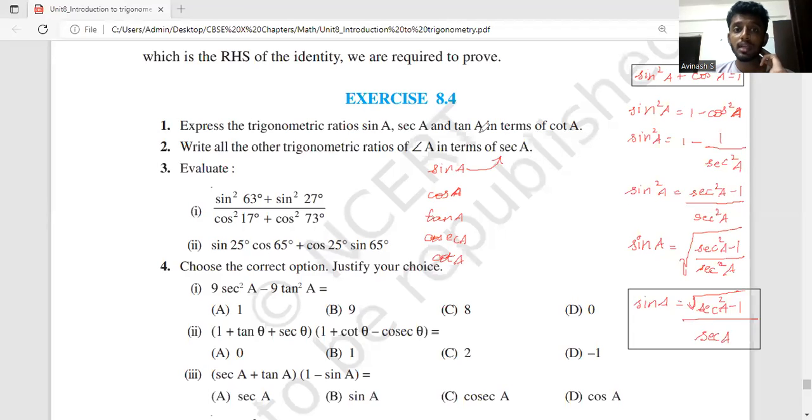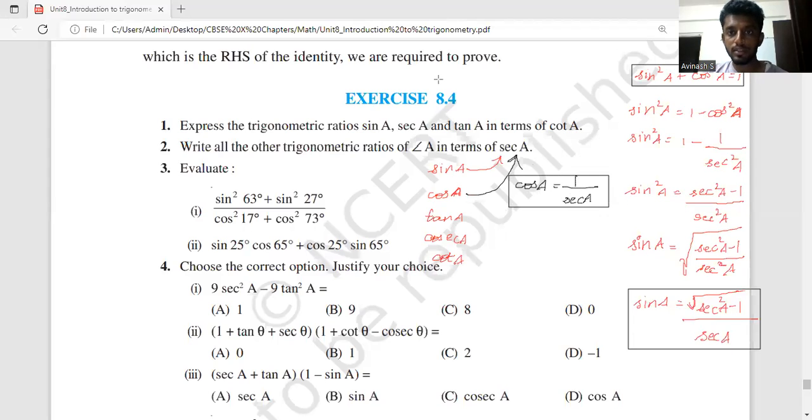Now let us try to understand the second part. The second part is basically representing cos A in terms of sec A. So how are we doing it? It's basically a direct application. We know that cos is the inverse of sec. So this is quite direct, because we know that cos and sec are inverse of each other. So this is about the second subdivision.